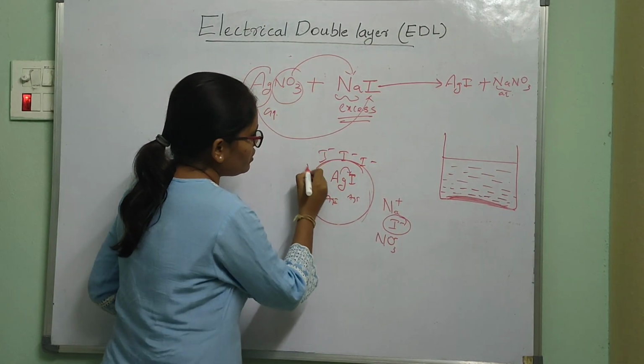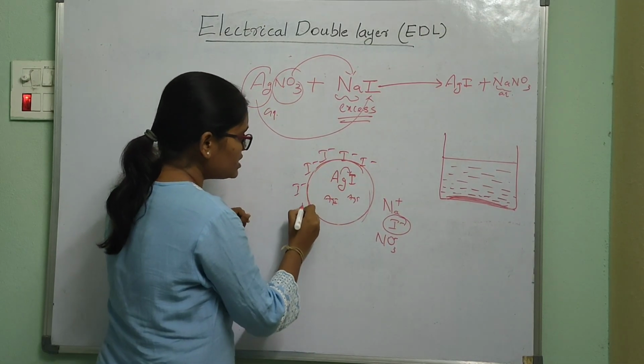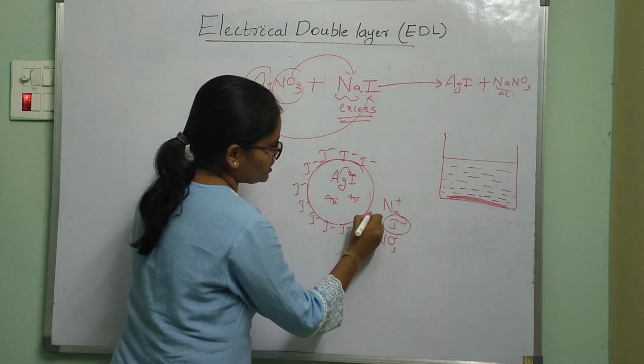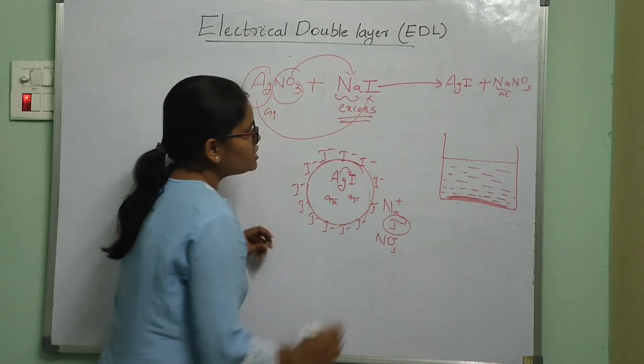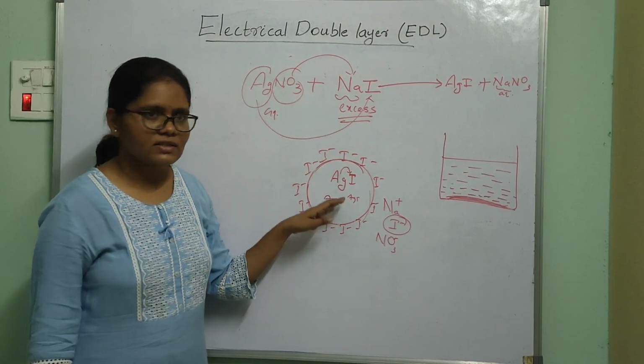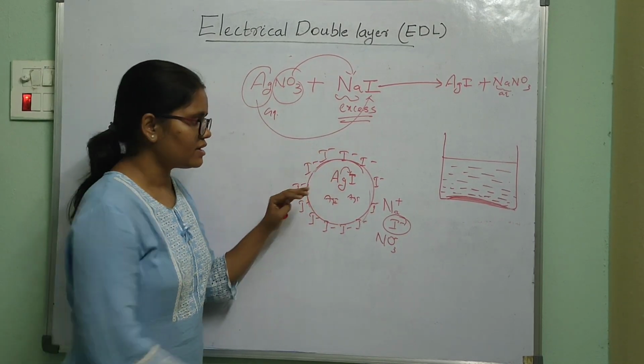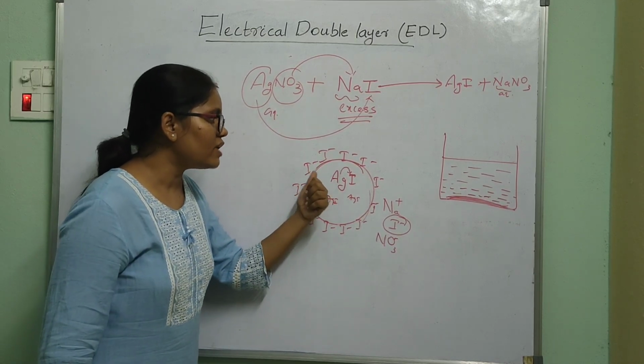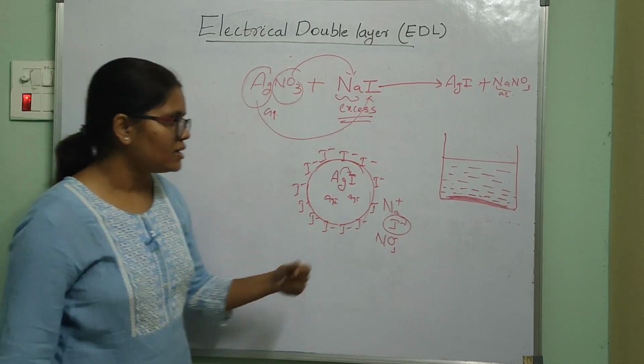So now this colloidal particle absorbs I minus ion on its surface. So what charge does this colloidal particle get? It will get negative charge, right? Now this colloidal particle becomes charged, and this is one colloidal particle of silver iodide.